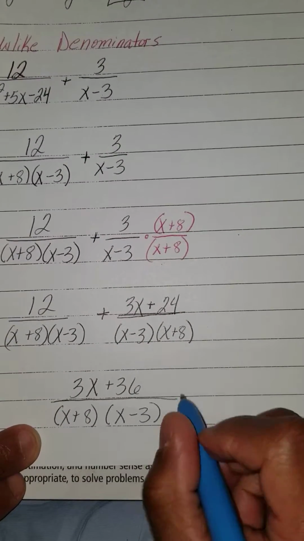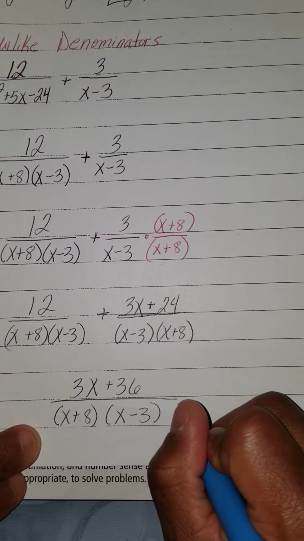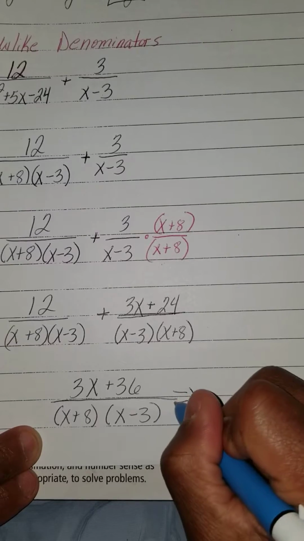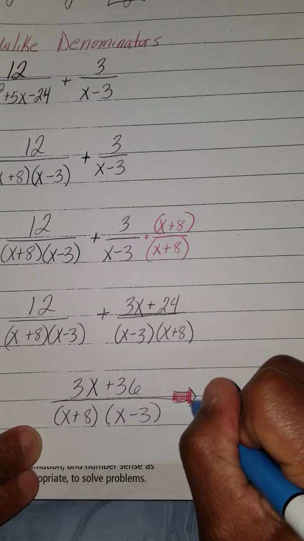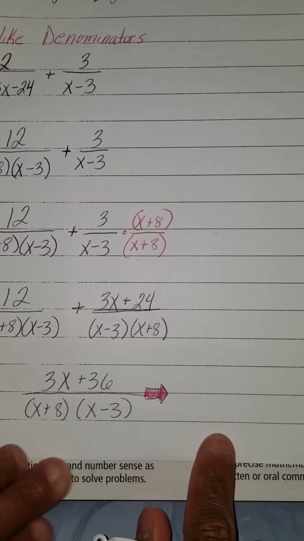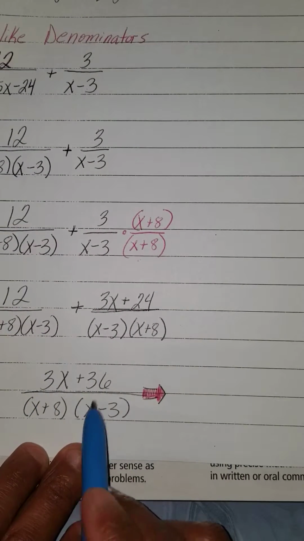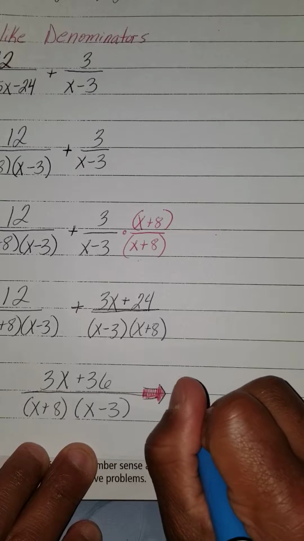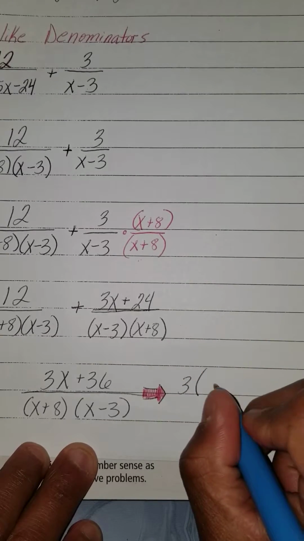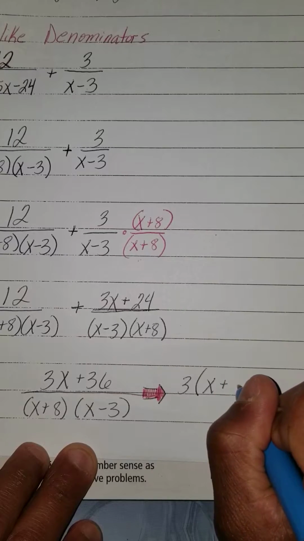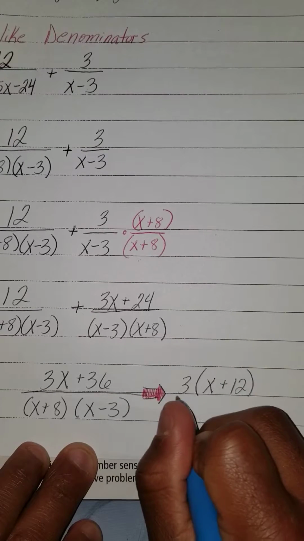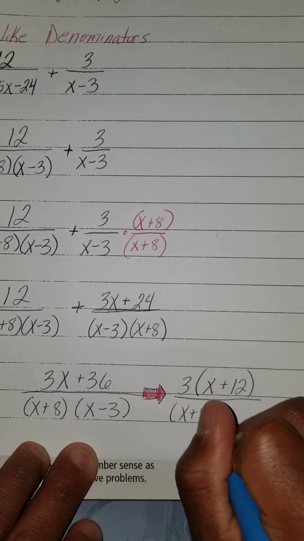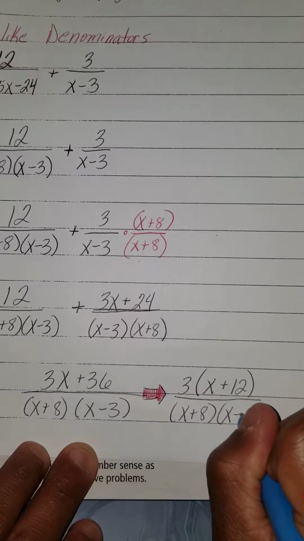Now we are completely done with this problem. However, just to check that we don't have any common factors, which I know we don't personally, but I'll show you anyway. Here we can try factoring out 3 out of both terms in my numerator. Since it's factorable, we can factor out 3, and we'll be simply left with x plus 12 over x plus 8 times x minus 3.